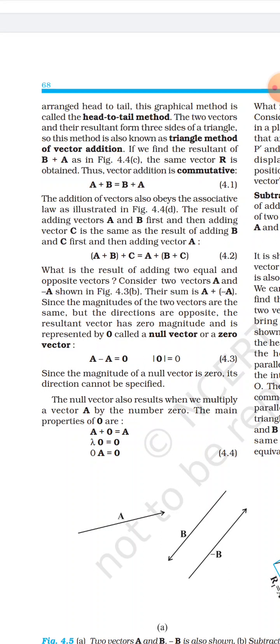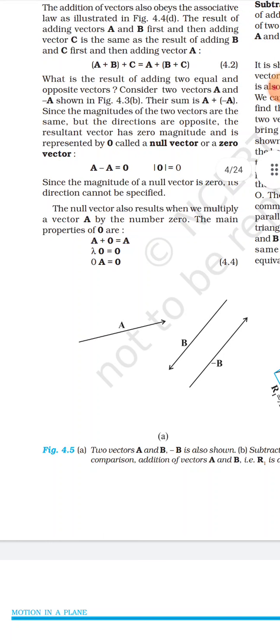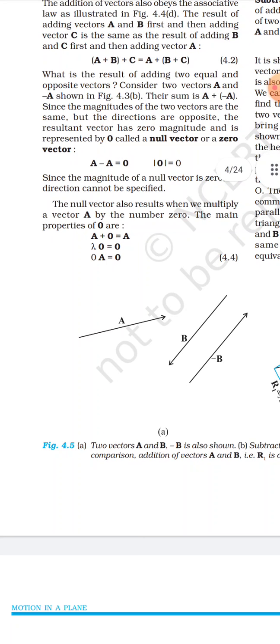Now the null vector. Null vector means there should be nothing, there should be 0. It is possible only when we take the same vector with opposite direction. Here we can use the addition rule only, but in a way that one vector is positive and another is negative, because the direction is opposite. So it will be a plus minus a. Now a minus a is equal to 0. This is known as a null vector. Since the magnitude of a null vector is 0, its direction cannot be specified.